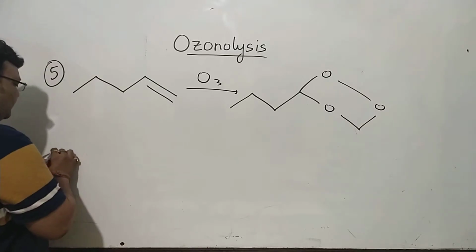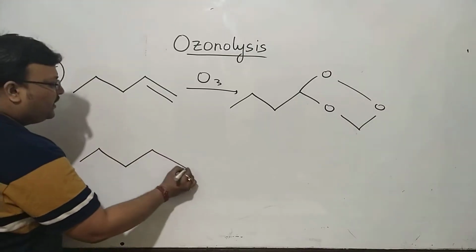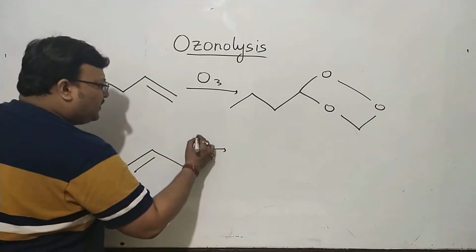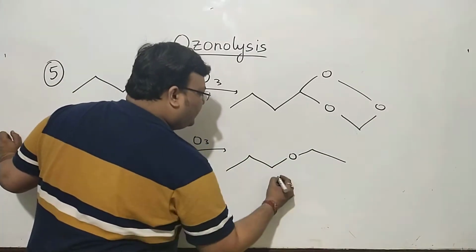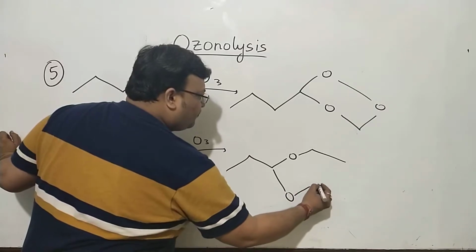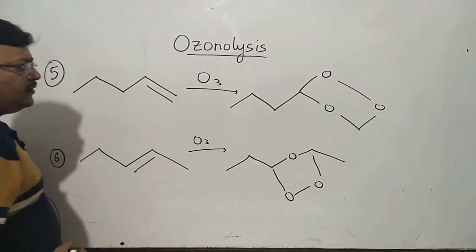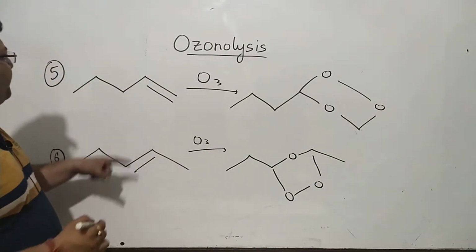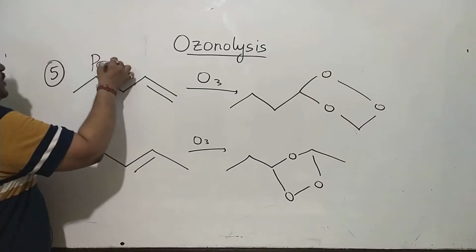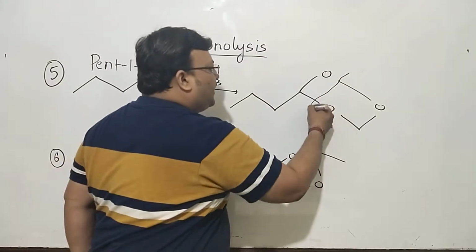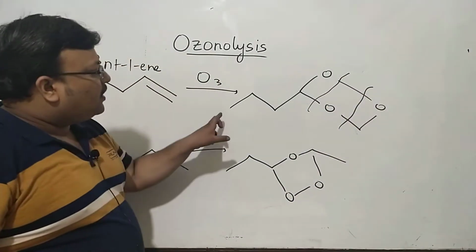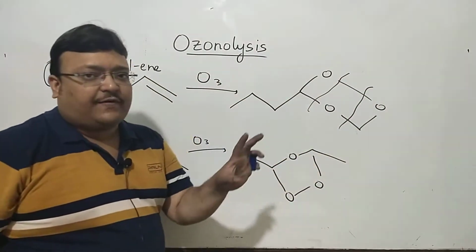And if it is pent-2-ene, naturally the ozonide will look like this. Now certainly pent-1-ene, if the ozonide is broken from left and right, will give you a 4 carbon fragment and 1 carbon fragment.